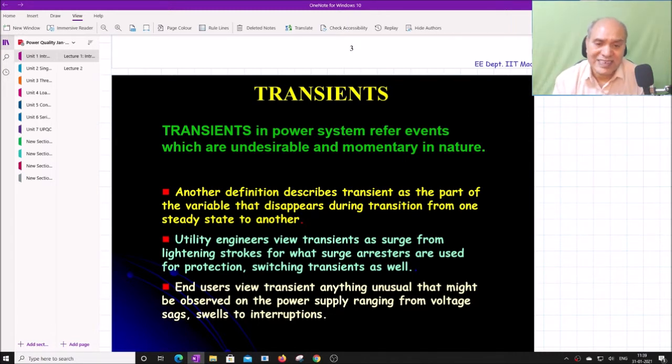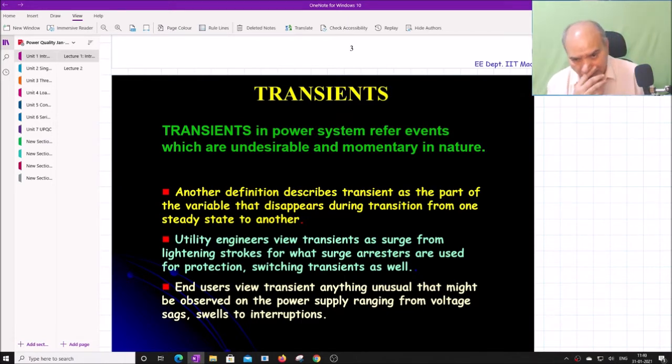For what the surge resistors are used to protect: switching transients. For the end users on the distribution side, a transient is referred to as anything unusual that might be observed on the power supply, ranging from voltage sags and swells to interruptions.